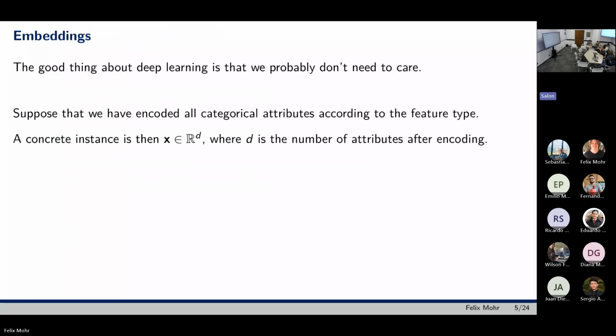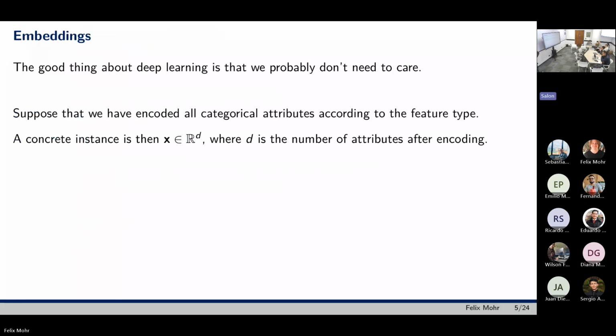So now suppose that we have encoded all of the categorical attributes according to the feature type, like we did before. Yeah, so all the nominal ones went into one-hot encoding and the ordinal ones into integers. Then we have some new dimensionality of the data, which is D. Okay, and all the instances are real-valued vectors from R^D. So before we had some other dimensionality that was probably smaller than D, but because we have the one-hot encoding, we blow up the representation. But the good thing is that we only have numbers. Okay. So this is our point of departure.